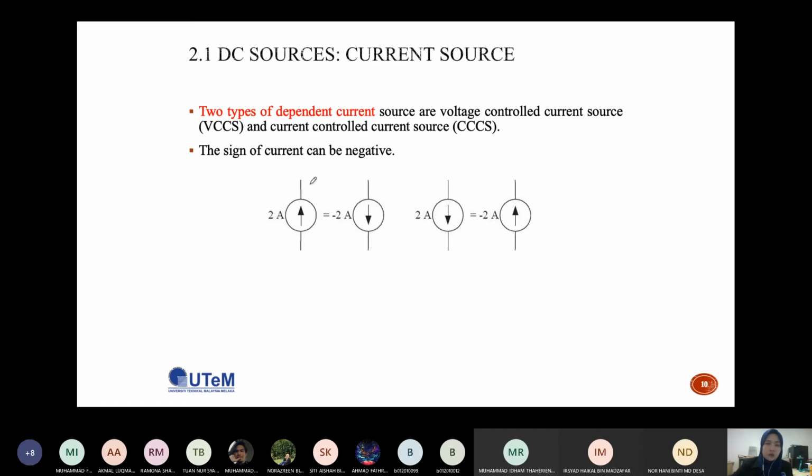So if you have a circuit like this, 2 ampere with the arrow upwards, but maybe you want to flip the current source and make it downwards like this. You must make sure to change the value from positive to negative. Same for this one: if the existing circuit has a current source downwards and the value is 2 ampere, and you flip it upwards, you must make sure to convert the value from positive to negative.